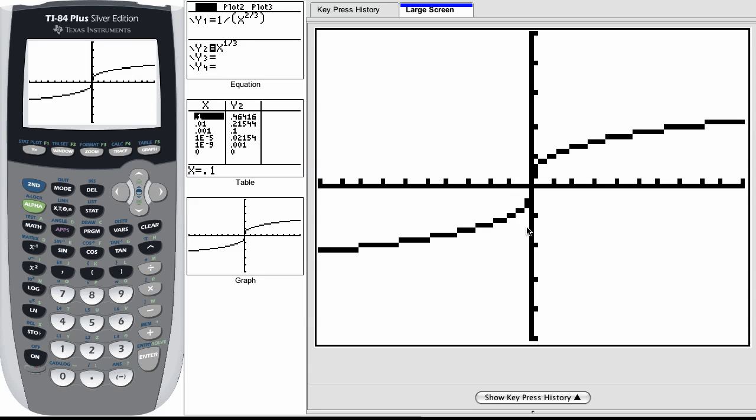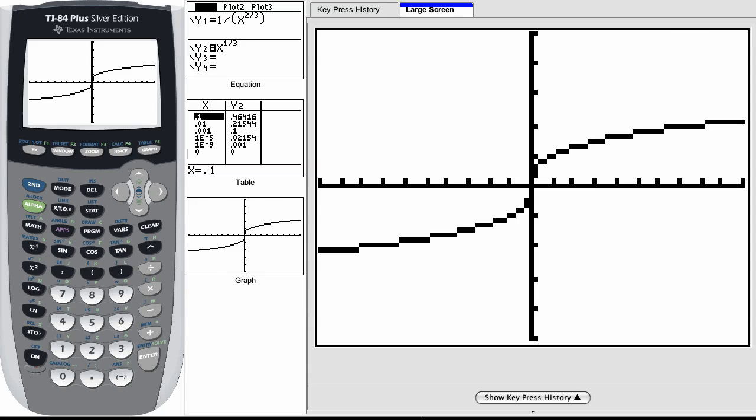It's defined everywhere. And if you just try to imagine what a tangent line looks like along this curve, try to picture what that tangent line looks like right here. Well, it appears that it might be vertical. It appears that it might go straight up and down.